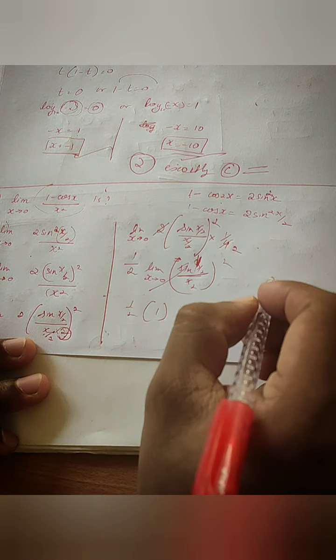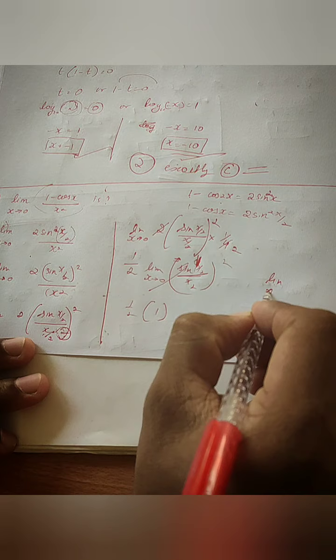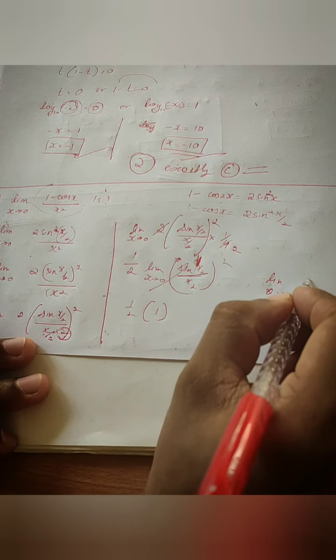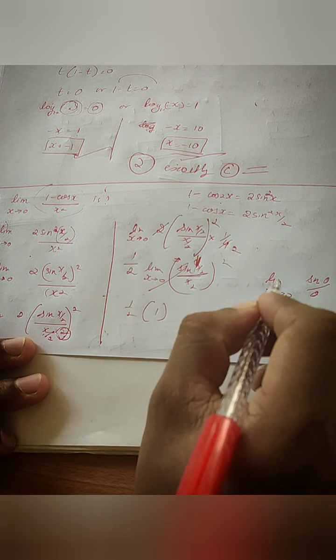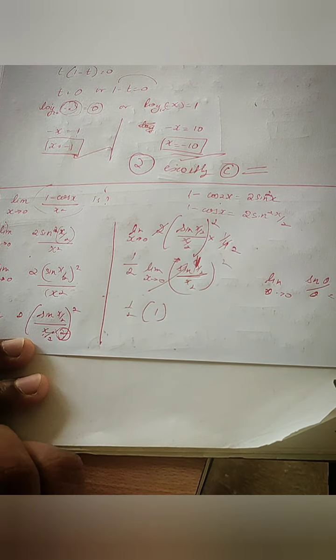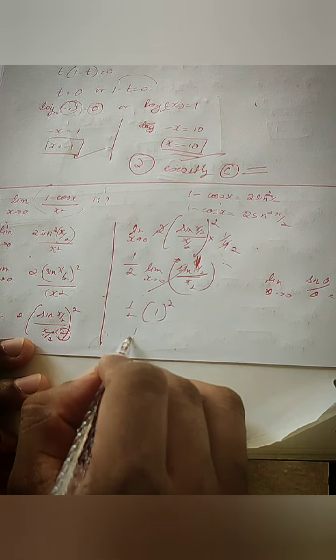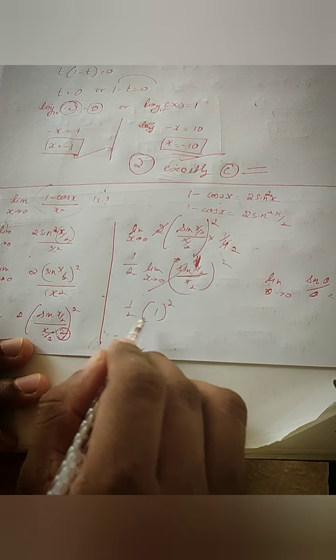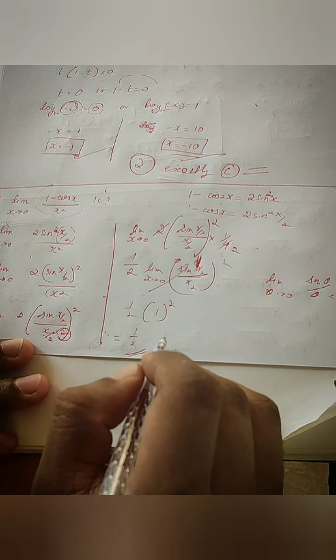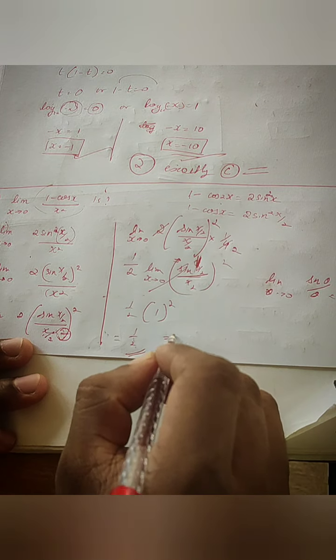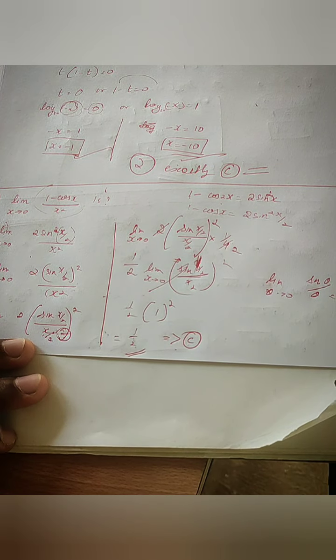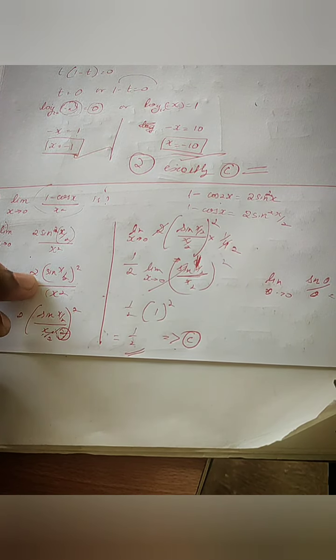The limit of theta tending to 0, sine of theta by theta is nothing but equal to 1. So this full thing will turn itself into 1, therefore it becomes 1 square, and 1 square is again 1 itself. 1 into 1 by 2 is 1 by 2, and your option is C, that is 1 by 2. Please go through this again and let me know if you have any doubts.